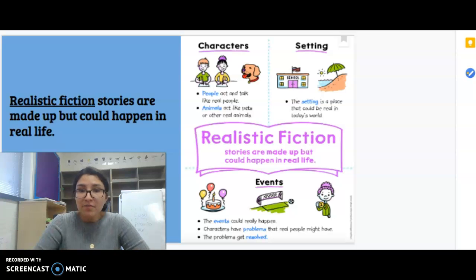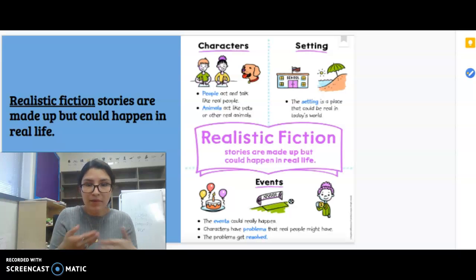The characters have problems that real people might have. So maybe one of the characters, their phone isn't charged. Well, that's a problem. Now they don't have a phone that they can call people on. Well, what would be a solution to fix that problem? Charge your phone. So that's an actual problem that could happen, and the solution or the resolution is a good one because it could actually really fix that problem. Okay? So realistic fiction stories are made up but could actually happen in real life.